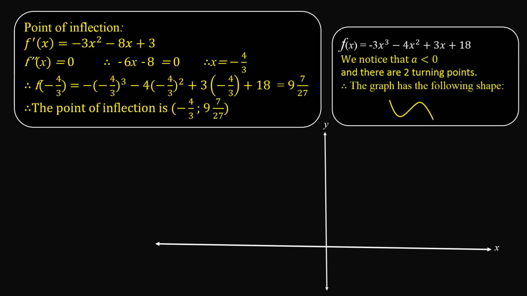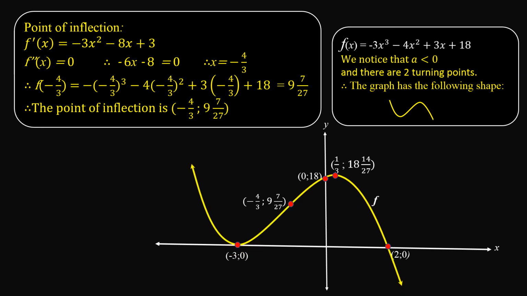Now the shape, what is the a? Minus 1, less than 0, negative number. So the shape you must have an idea. And we have two turning points. Okay. Then we have the Cartesian plane. We start sketching the graph. Mark all the points very, very carefully: x-intercept, y-intercept, the turning points, point of inflection. Here is the graph of f. Beautiful question.